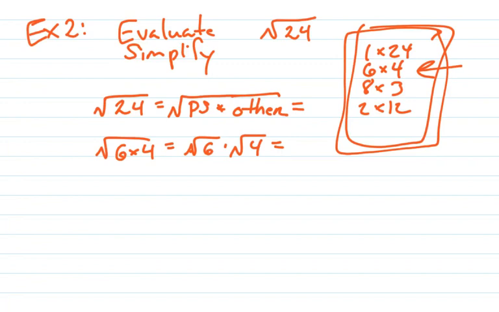Well, the square root of 4 is 2. And I can't do much with the square root of 6, since it is some irrational number. So I can really just write this as 2 times the square root of 6. And that's my final simplified answer. Let's move on.